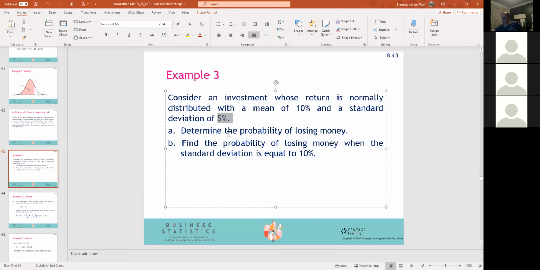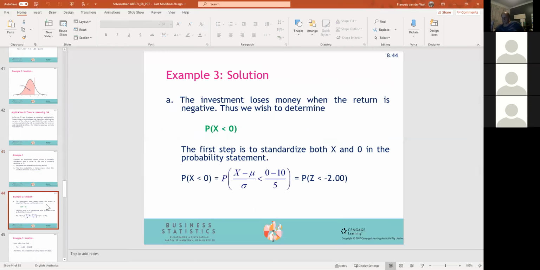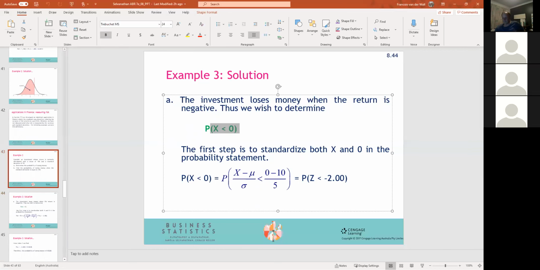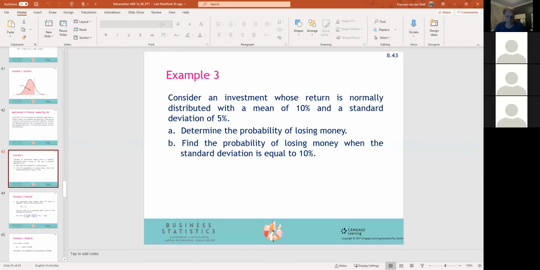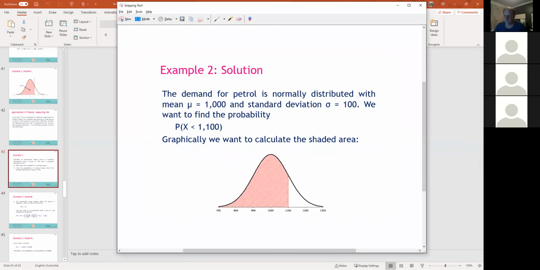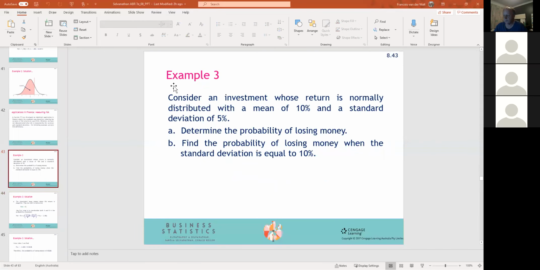What does it mean, losing money? It means it's less than 0. Does that make sense? Find the probability of losing money when the standard deviation is equal to 10. So let's rewrite what's written here. There you can see the probability of X less than 0. Let's do that one in Excel quickly. You see, it's so nice to do these things in Excel quickly. It's no problem doing a lot of examples.